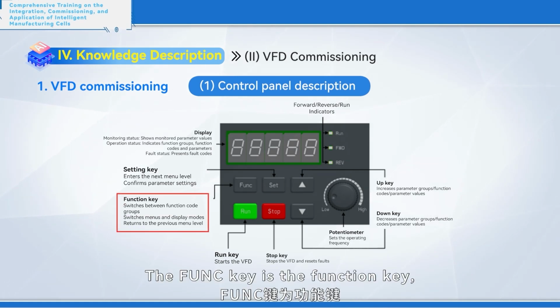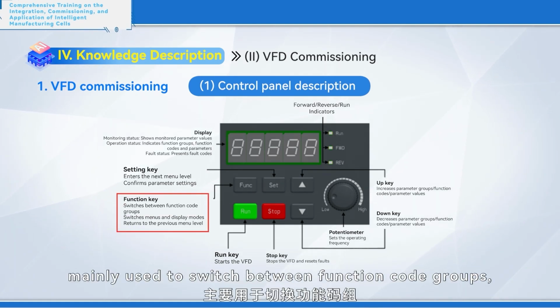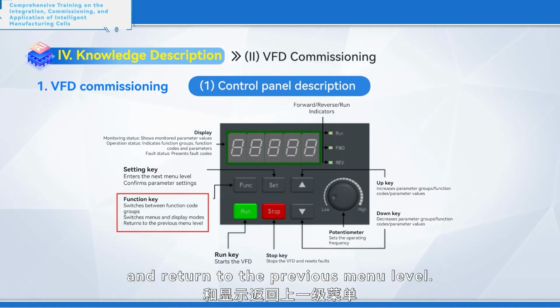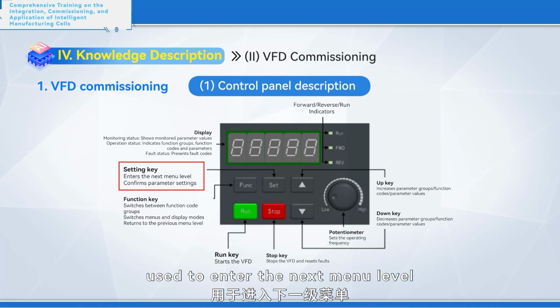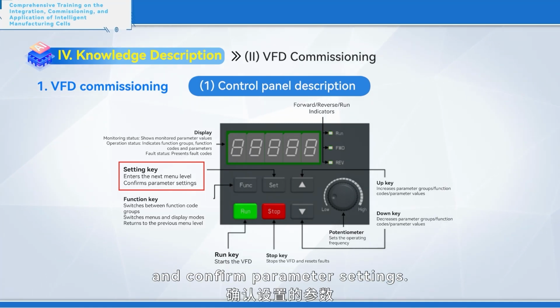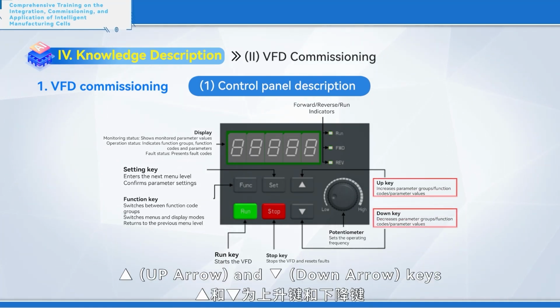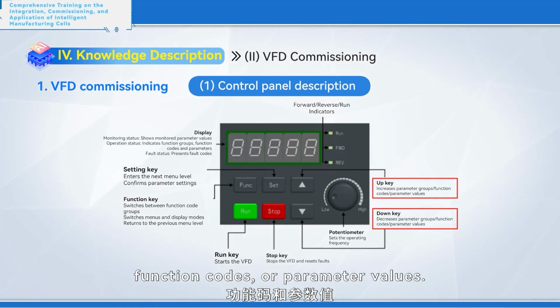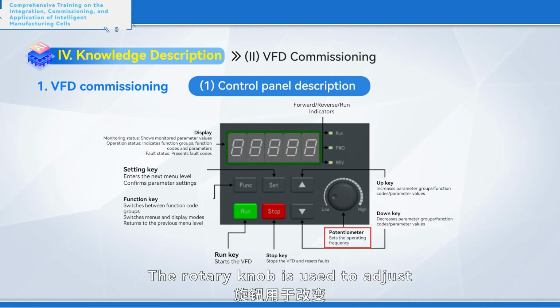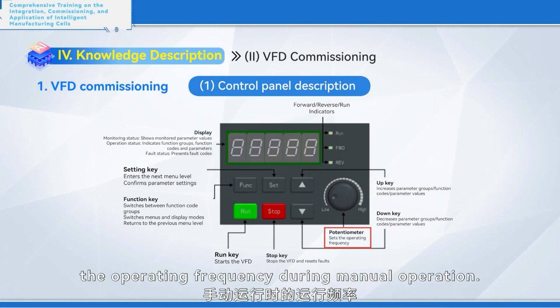The func key is the function key, mainly used to switch between function code groups, navigate menus, and return to the previous menu level. The set key is the setting key, used to enter the next menu level and confirm parameter settings. Up arrow and down arrow keys are used to increase or decrease parameter groups, function codes, or parameter values. The rotary knob is used to adjust the operating frequency during manual operation.